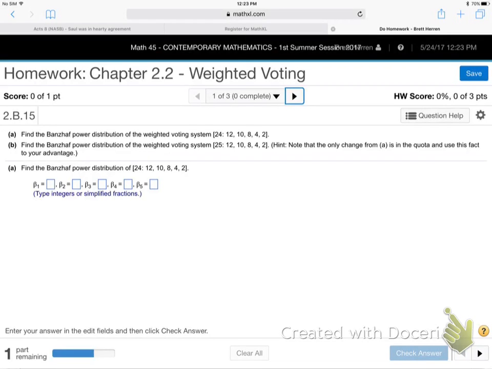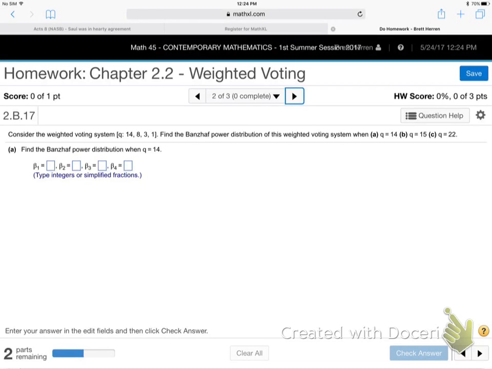It's there. All right, so let's go over this. Find the Banzhaf power distribution of the weighted voting system. So this section just has 3 questions, but they're super long. So, that's a hard one. Is there an easier one?